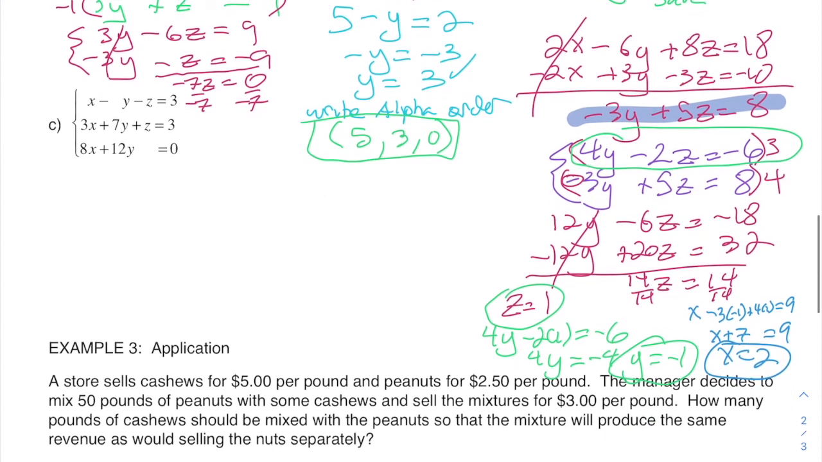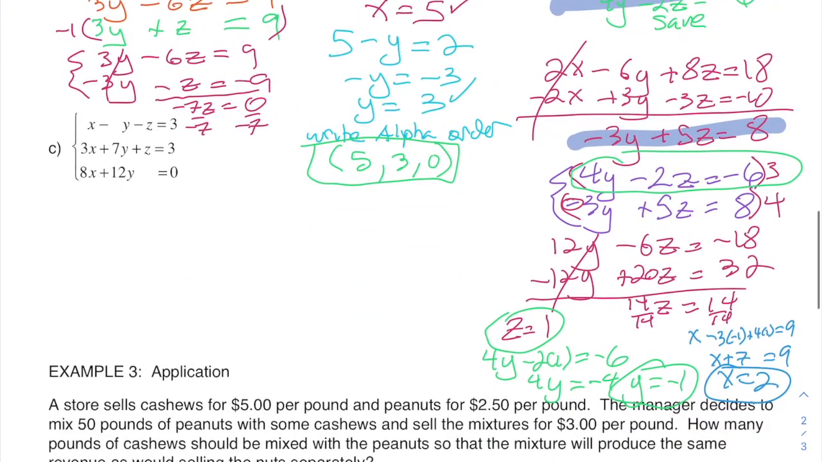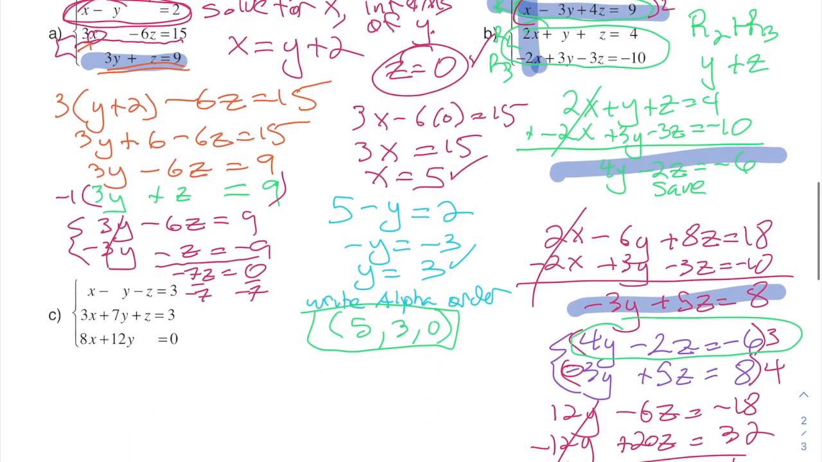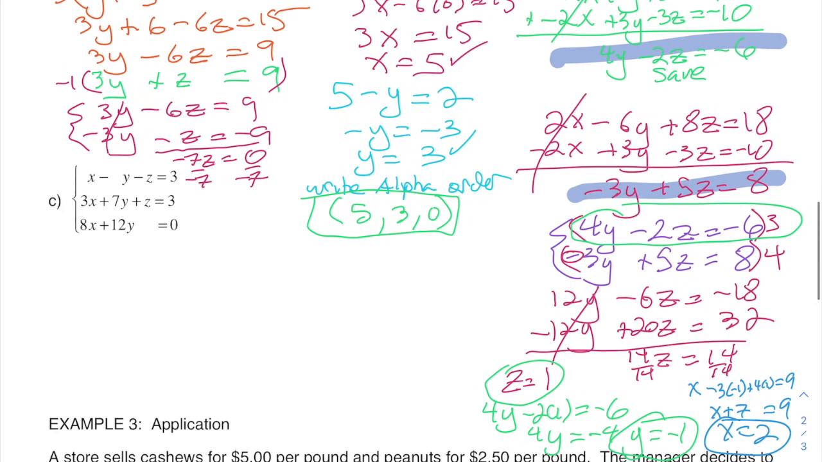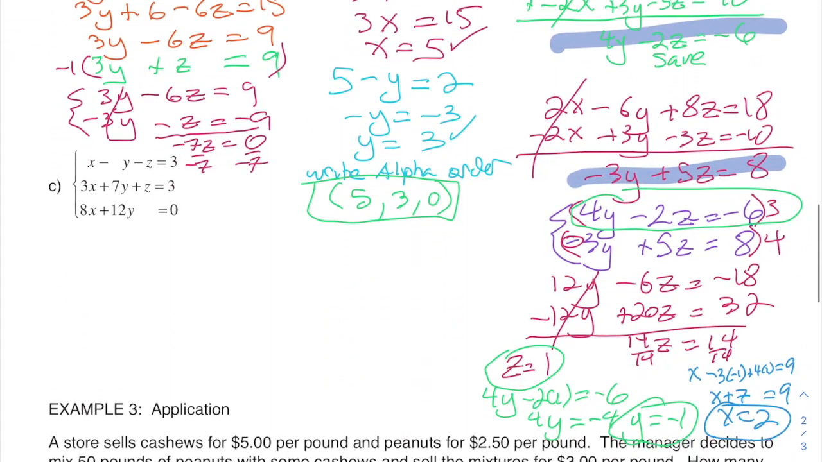And so now in alpha order, I have x, y, z. And you can check it, and you see it does work for all three of these, which is kind of neat because it's like a pretty tough system. All right, so try C on your own. I'm going to go ahead and do this together with you guys.